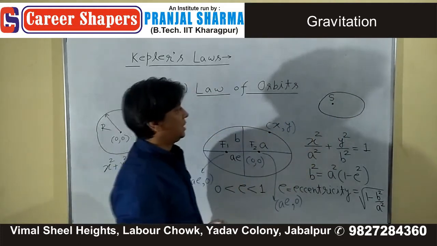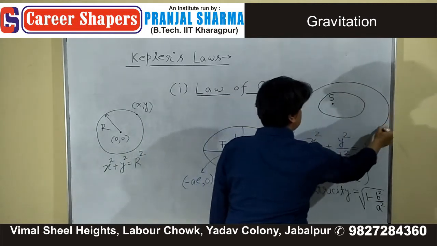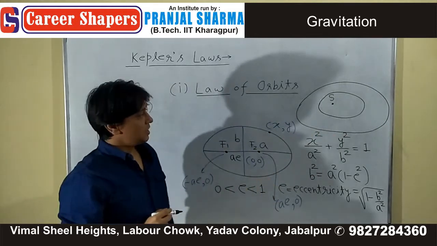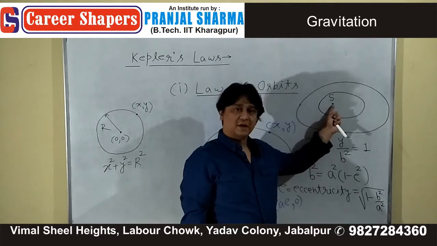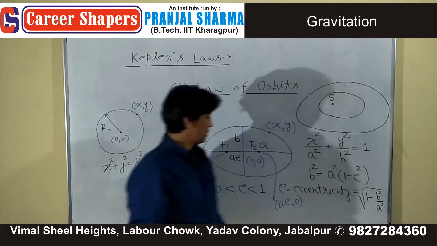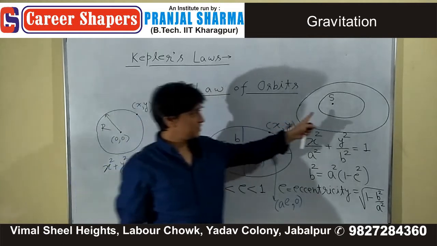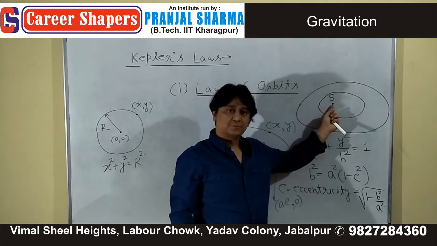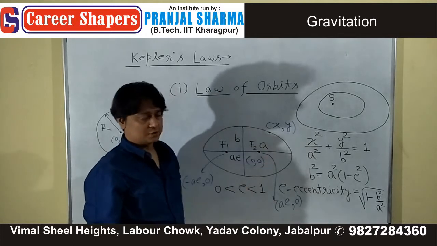If you say that this is the path of Mercury, then let's say this is the path of Earth. They both are ellipses with Sun present at one of these two, which is, let's say, F1 in this case on the left side. So this Sun, its position is the focus of the ellipse.